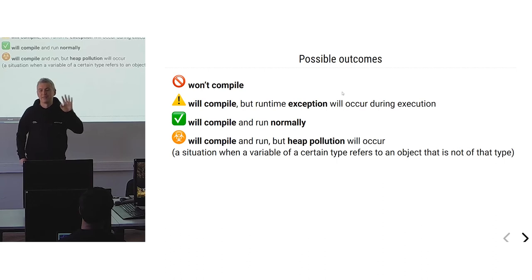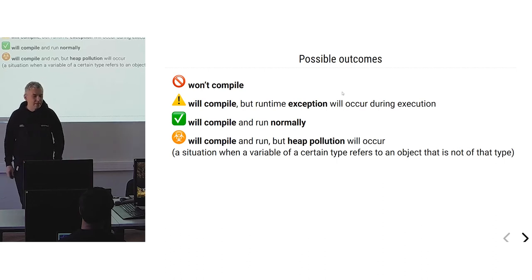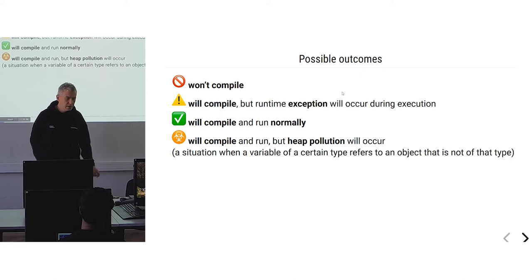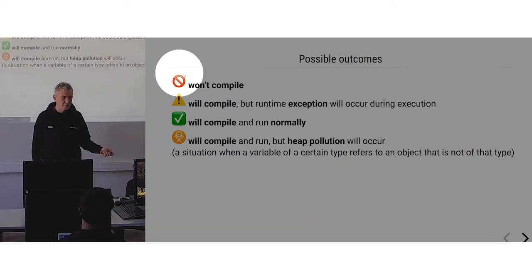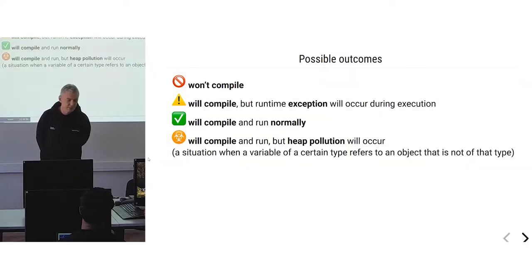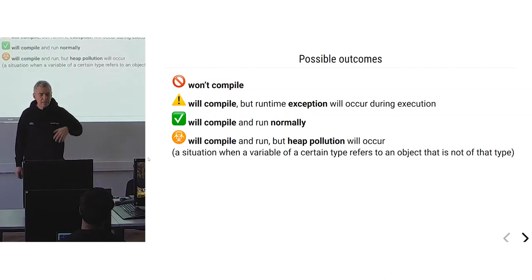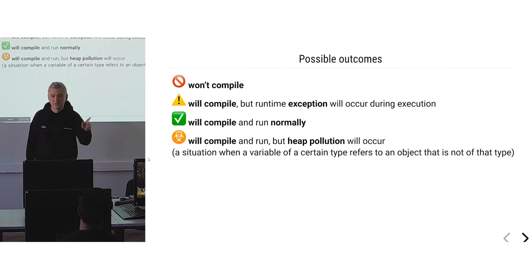Only four answers are possible. I will ask you what's going to happen, and there will be only one of four outcomes. The code won't compile, and there will be specific icons for this one, or emojis. The code will compile and run, but in runtime we'll have an exception. Green check mark, all good. The code compiles, runs, and everything's perfect.